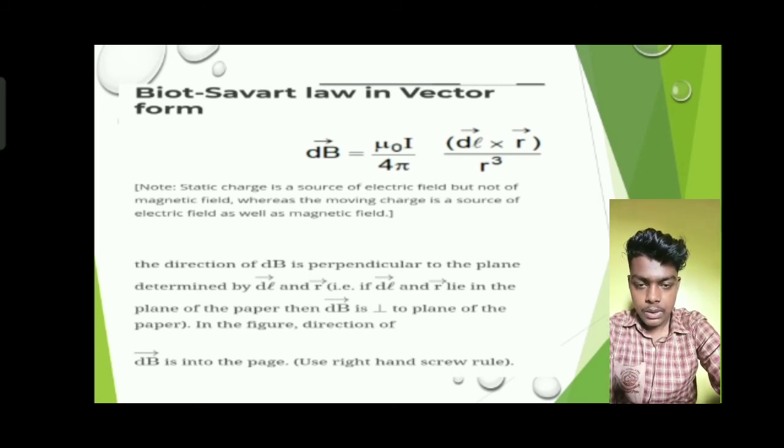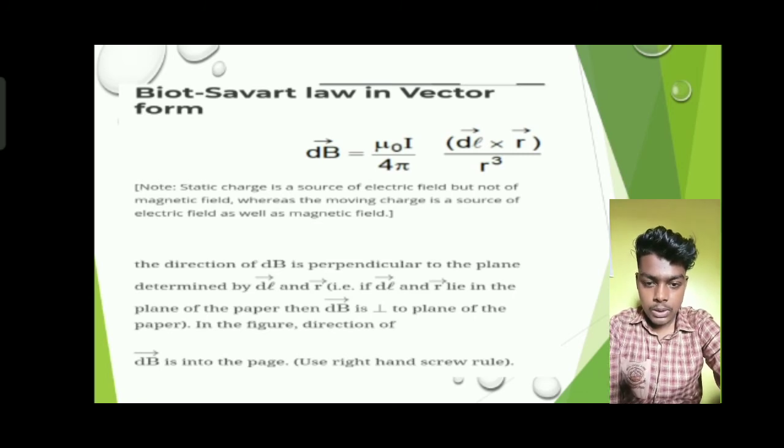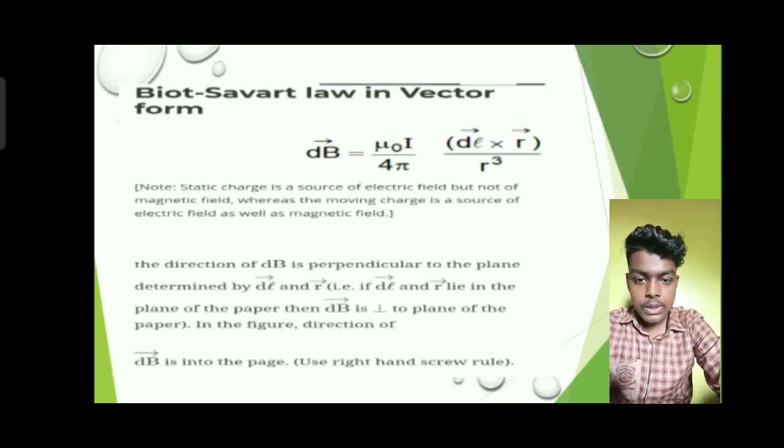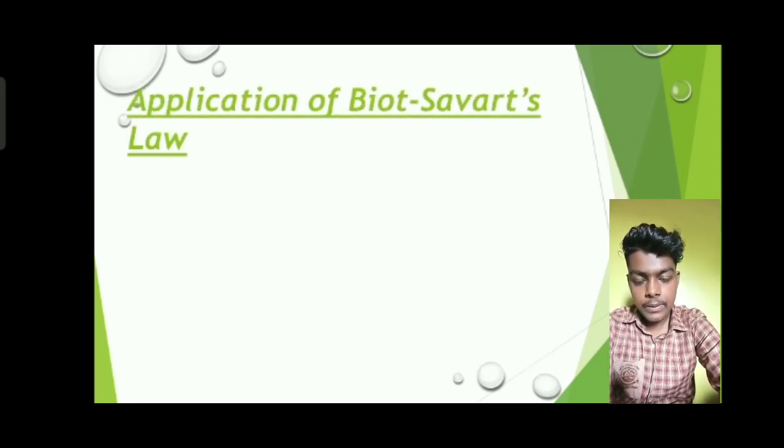Biot-Savart law in vector form. The direction of dB is perpendicular to the plane determined by dl vector and r vector. If dl vector and r vector lie in the plane of the paper, then dB is perpendicular to the plane of the paper. In the figure, the direction of dB vector is into the page.